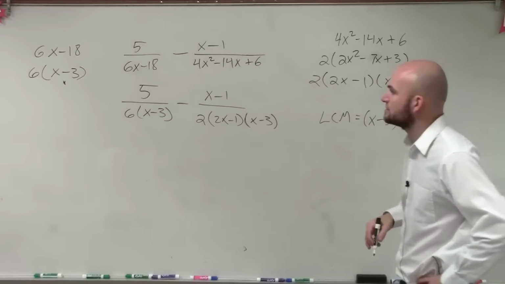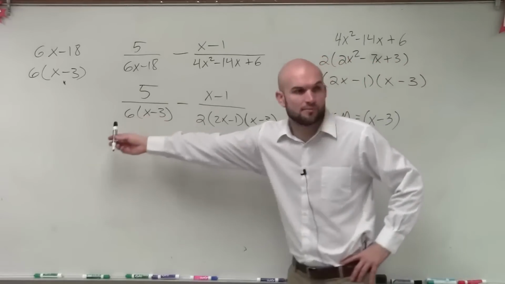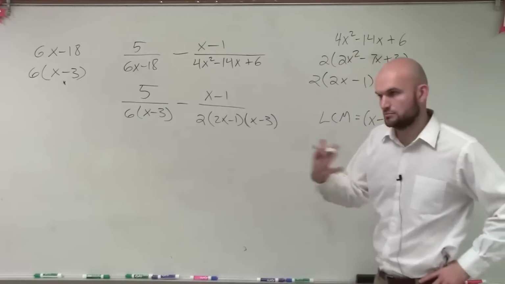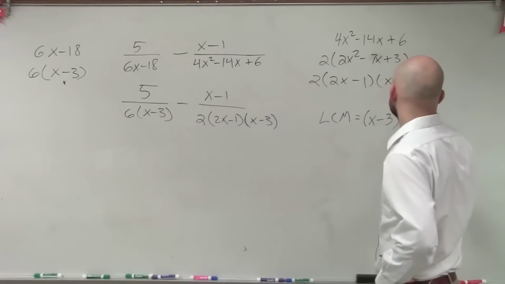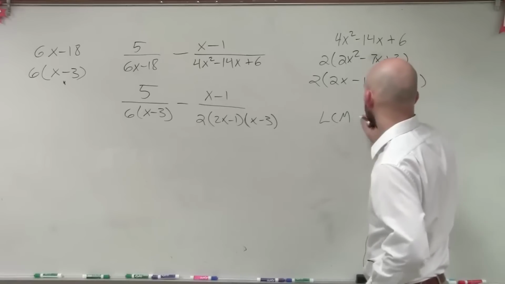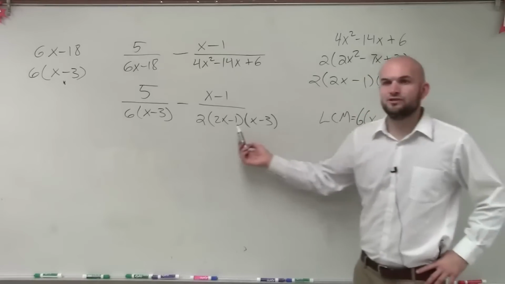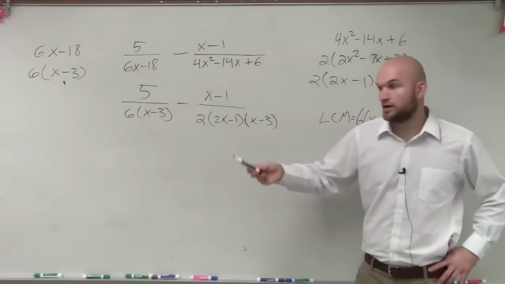Alright, but what about, let's look at the numbers. What is the largest number that both 6 and 2 divide into? 6. Actually, I should have written that first. Alright, then what else do they have that maybe they share or they don't share?